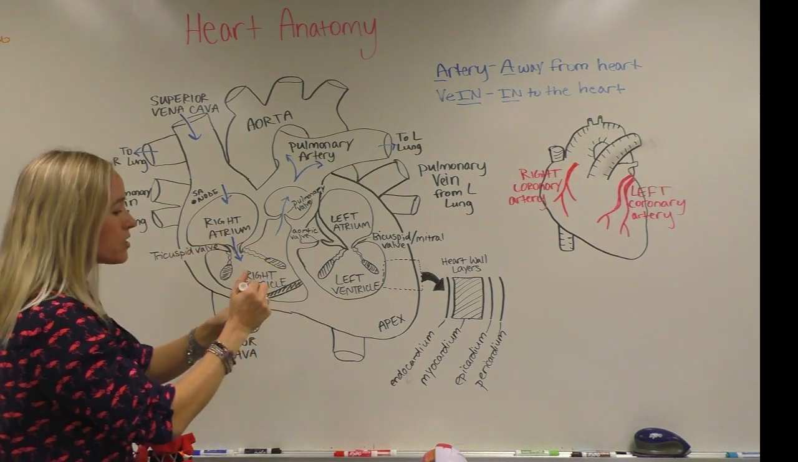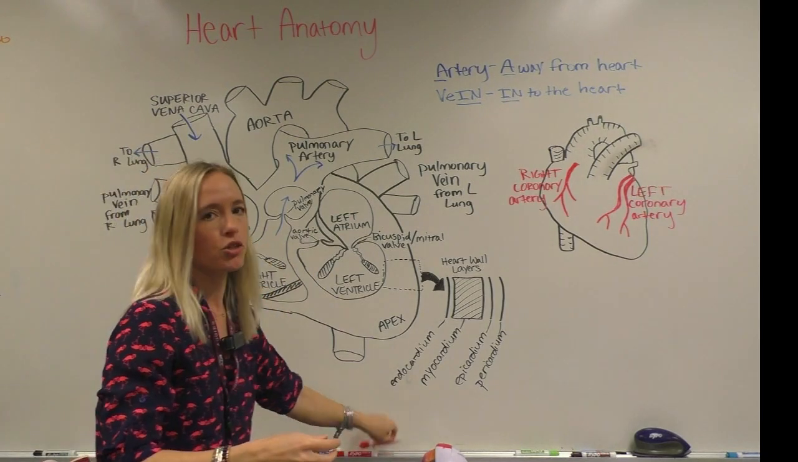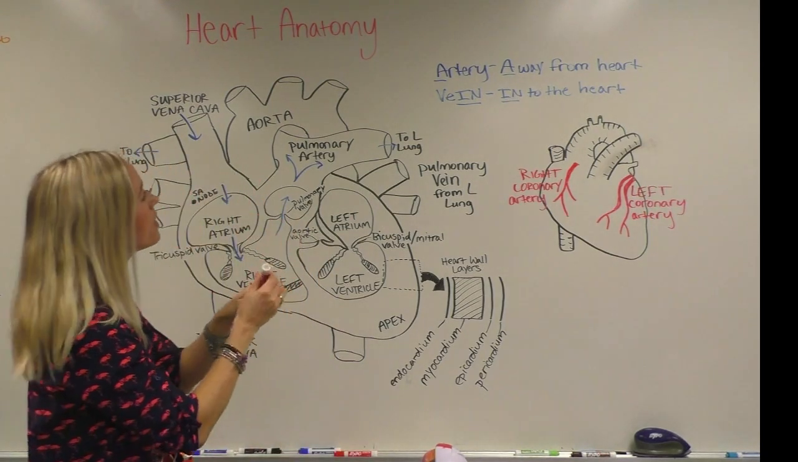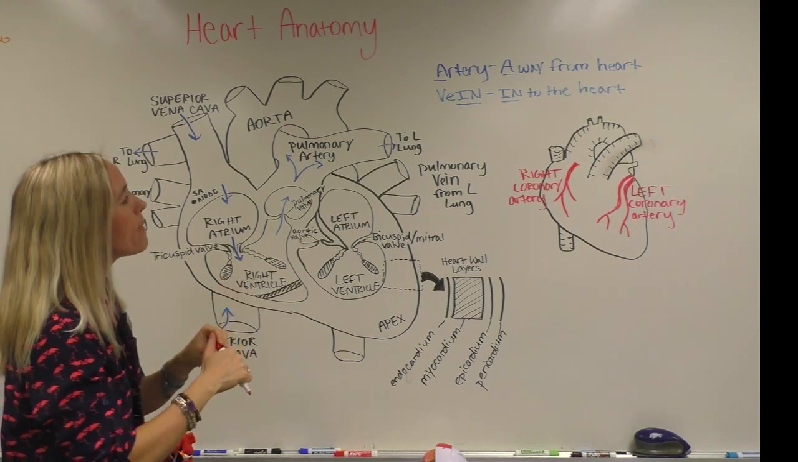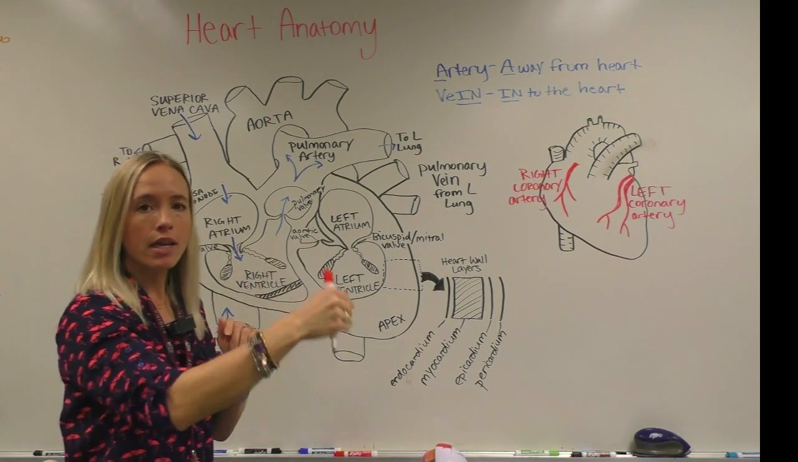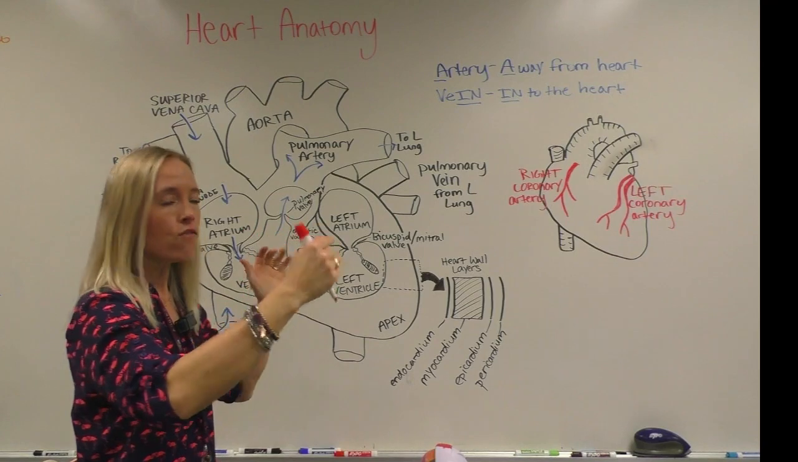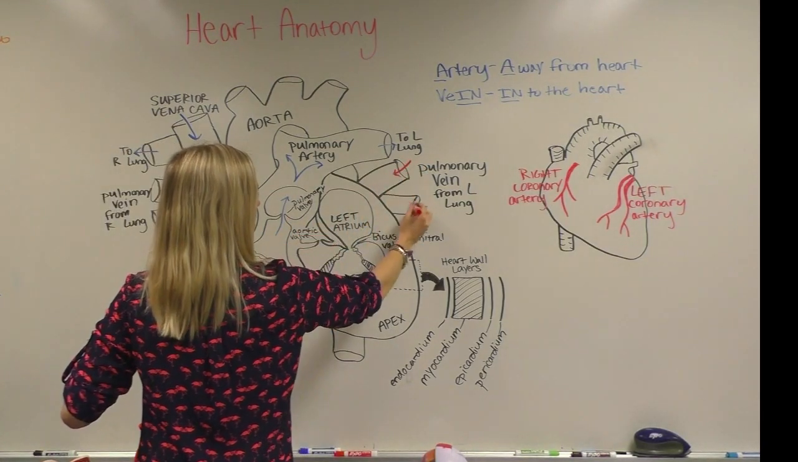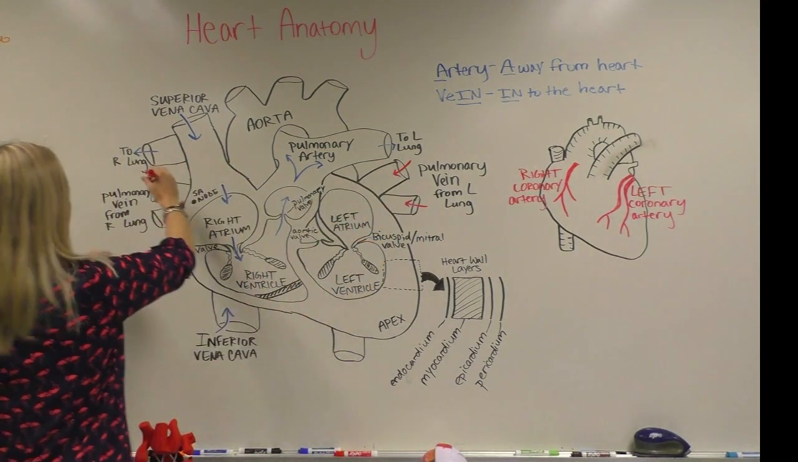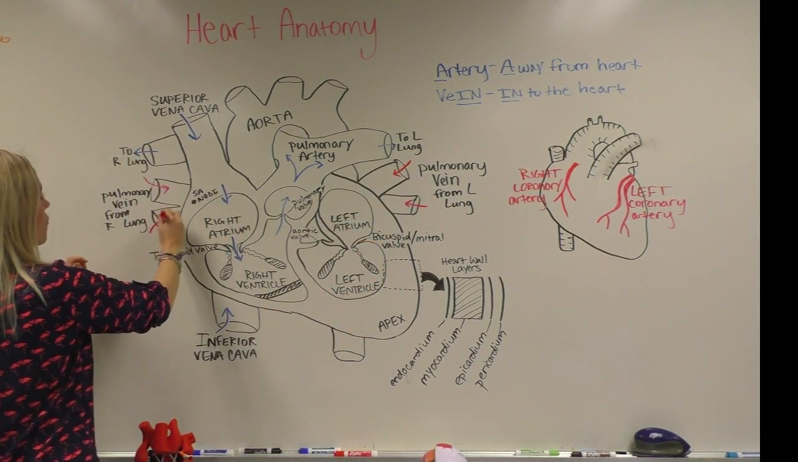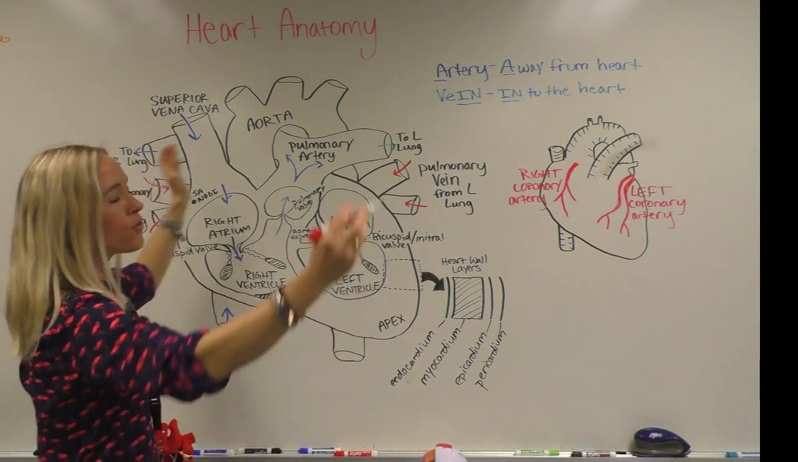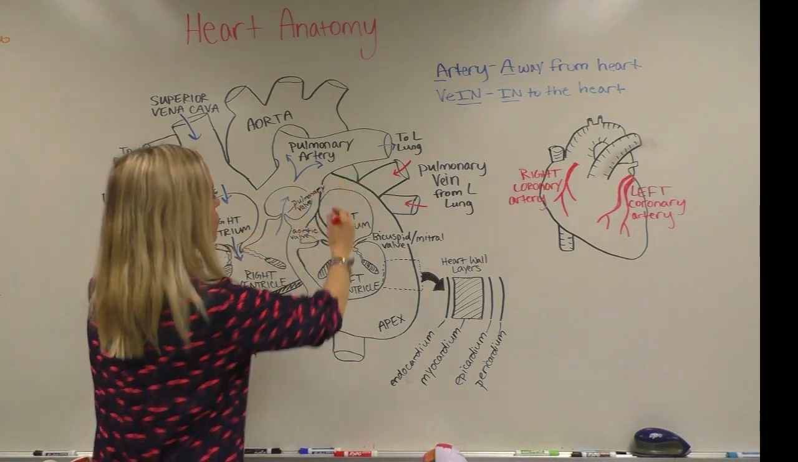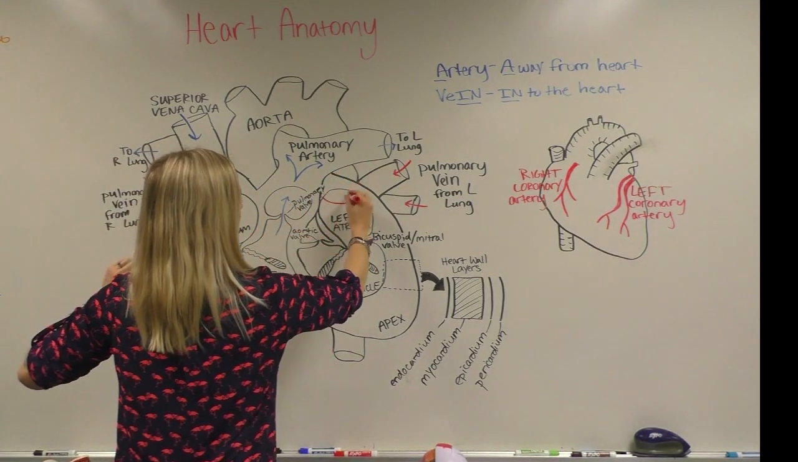And now it is oxygenated. So I'm going to switch to my nice bright red marker, and it's going to come back into the heart through the pulmonary veins. So it's going to come in through the left pulmonary veins from the left lung, and the right pulmonary veins from the right lung, and both of those are going to come into this left atrium.